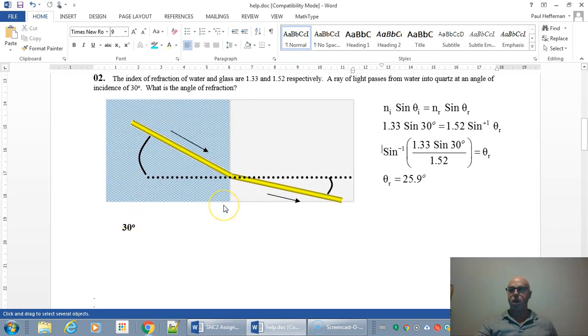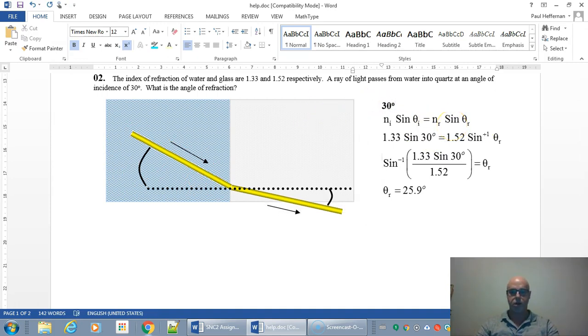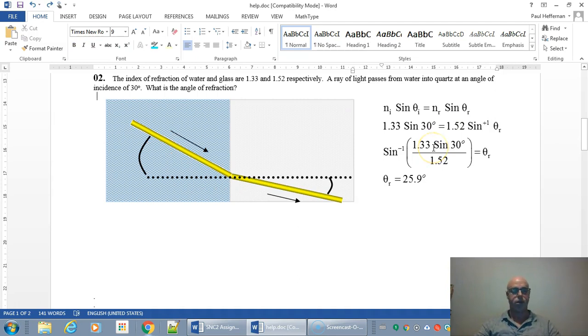Oh well. So now what we're going to do is one more problem. Whatever. It's a 30-degree angle going in, comes out at 25.9.